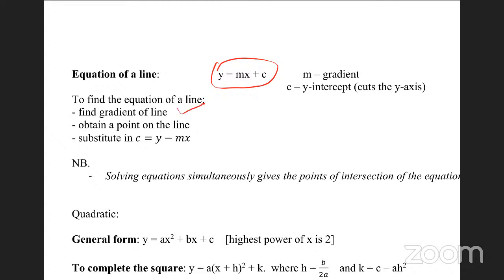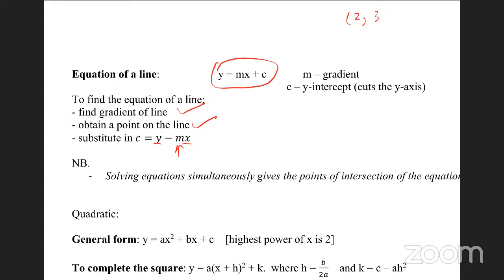How do you find the equation of a line? Number 1, find the gradient. Number 2, obtain a point on the line. Number 3, substitute the point and the gradient, and find the c. Let's just do one as a quick example before we go into some past papers.